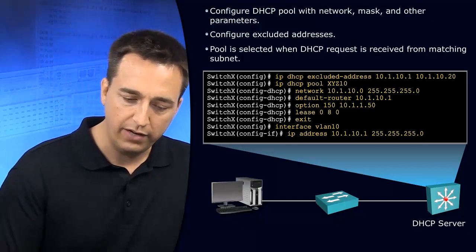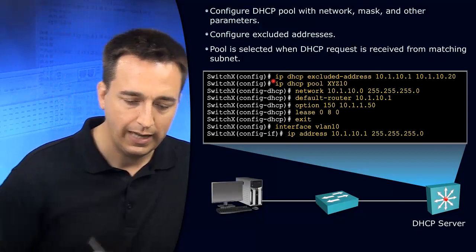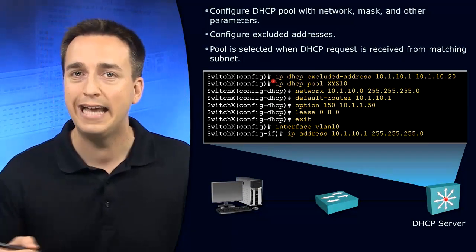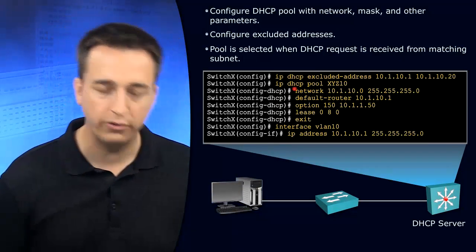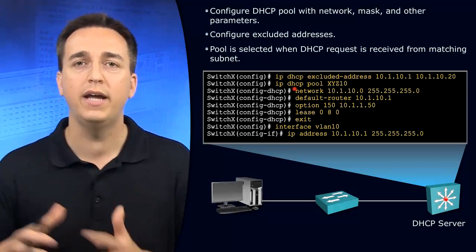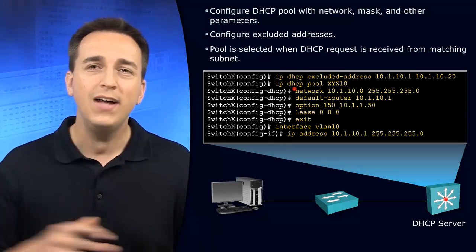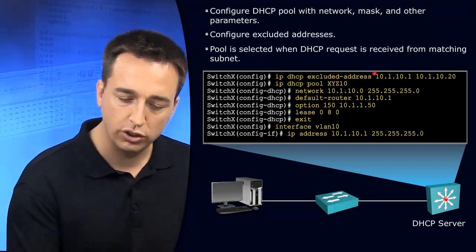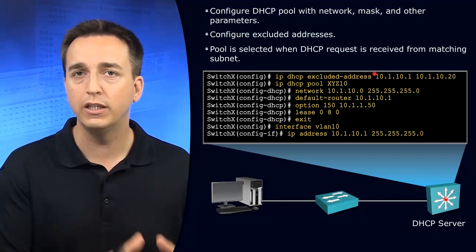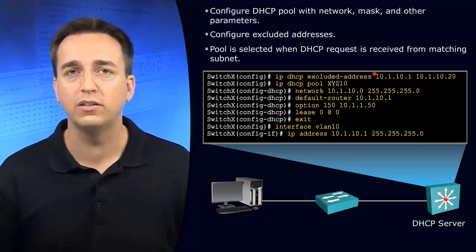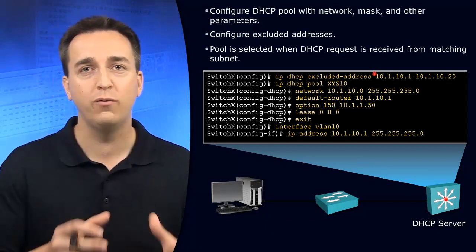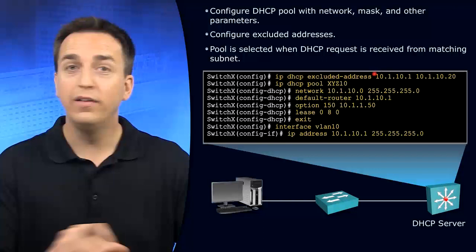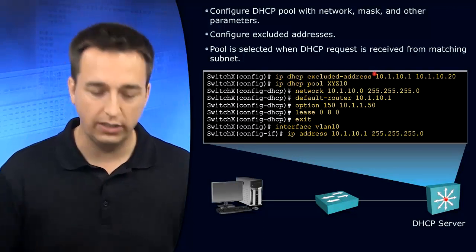If we look at this configuration here, we can see that we've created a DHCP pool called XYZ10, and it's handing out IP addresses for the network 10.1.10.0/24, but it's not handing out all of those IP addresses. For example, there are also excluded addresses from this pool, and the excluded addresses are 10.1.10.1 through 10.1.10.20. So this multi-layer switch will not hand out these IP addresses.